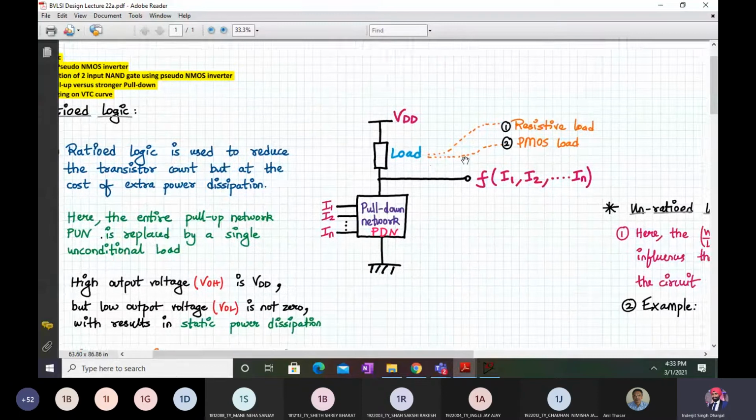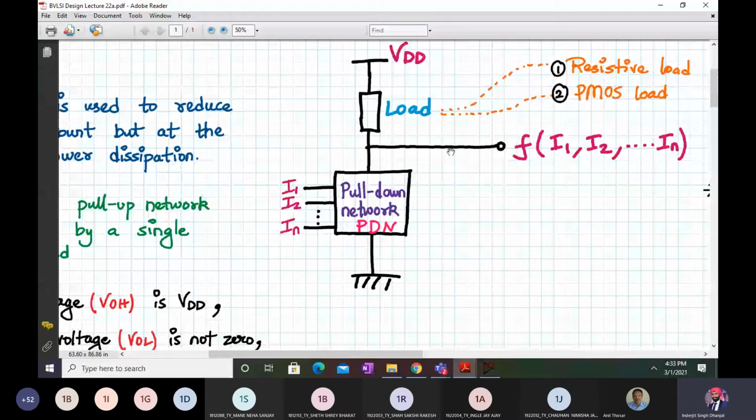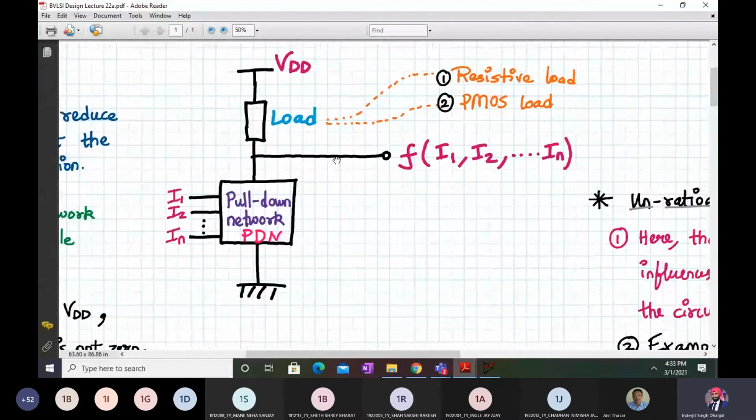Now this is the general diagram. I hope that the screen is visible. So this is the general diagram of a ratioed logic. So what is ratioed logic? We have seen one particular case where we had a PMOS as a load. We can have a load which is always on, and the pull-down network will be similar to what we have studied in static CMOS logic, with the inputs I1, I2, and IN, where the output will be a function of the inputs.